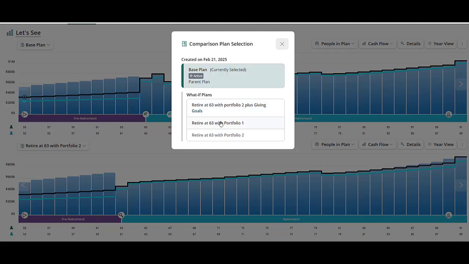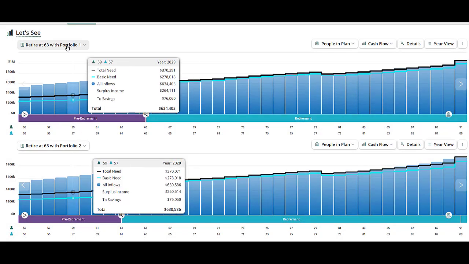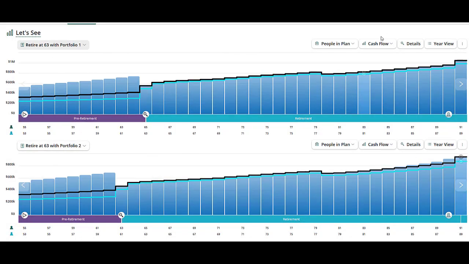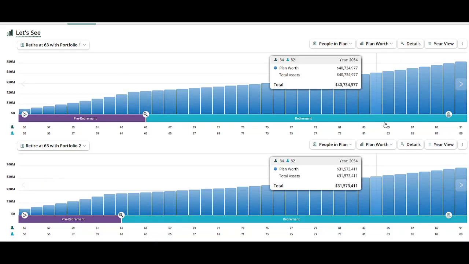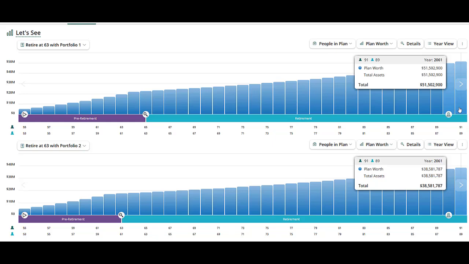I'm going to switch this over to portfolio 1 and compare these two portfolios against each other. I also want to look at plan worth and see what the difference would be between the plan worth outcomes. So we can see we would get a more optimistic plan worth with portfolio 1 than with portfolio 2, which would be a more conservative outcome. We can see the two differences between these two outcomes here.